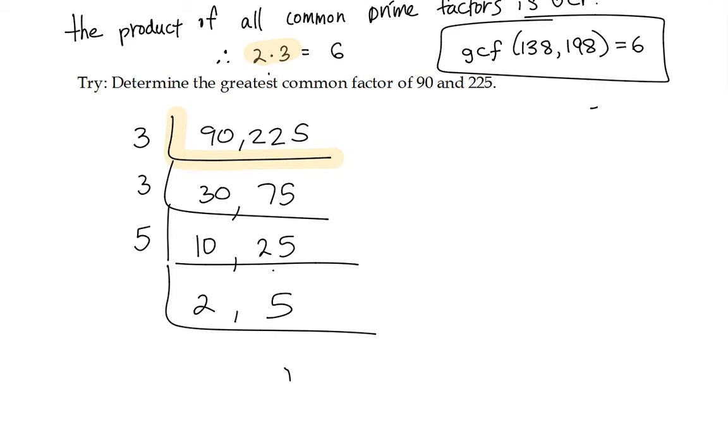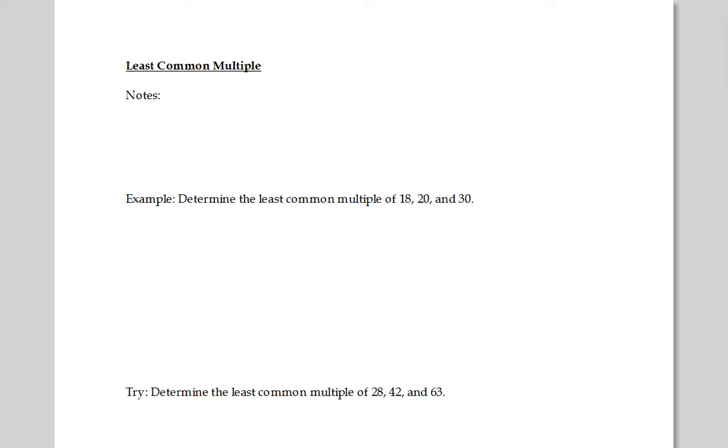So then your GCF will be the product of these guys on the side. 3 times 3 times 5. 45. And you can just check. Like, does 90 divide by 45? Yes. Does 225 divide by 45? Yes.